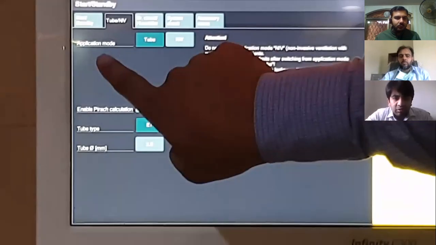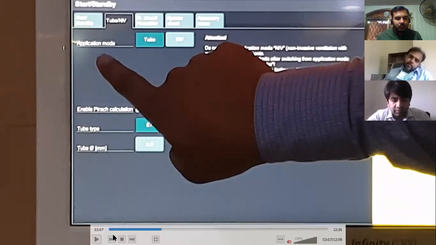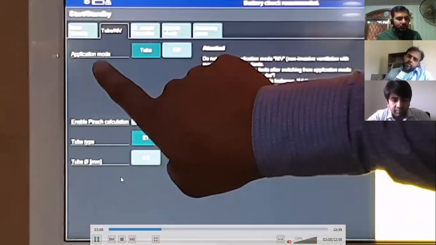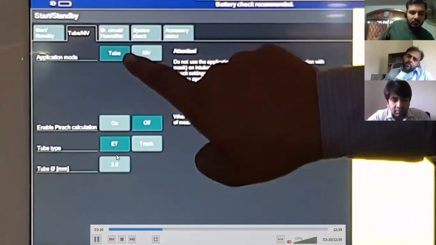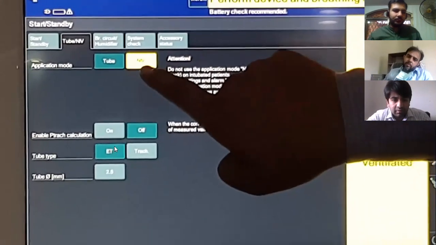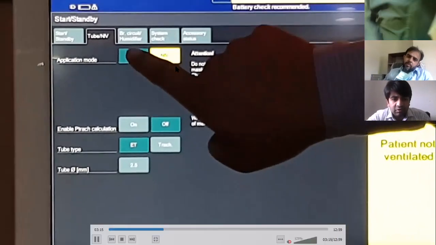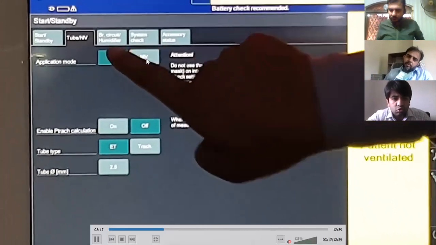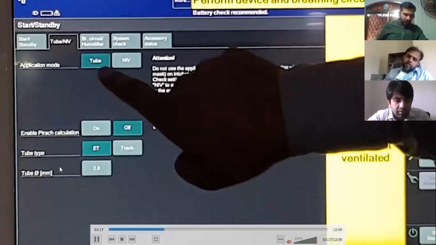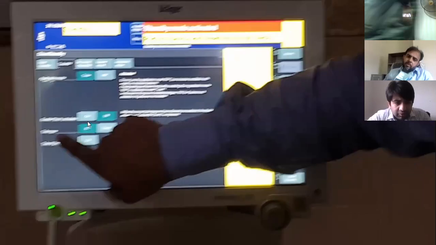First of all, before the start of ventilation, you have to choose whether you are going to perform invasive ventilation or non-invasive ventilation. Invasive ventilation is done through the tube, so you will choose the parameter of tube from this application mode. If it is non-invasive ventilation, you can choose the option of non-invasive ventilation.